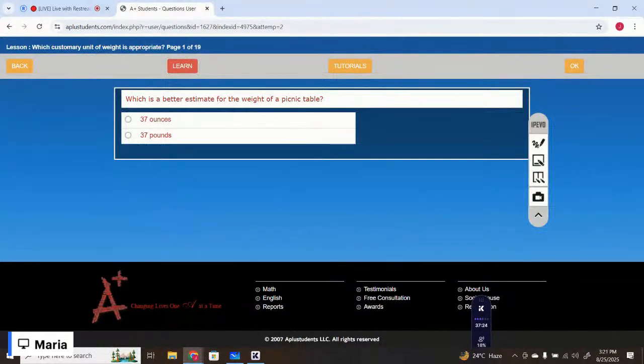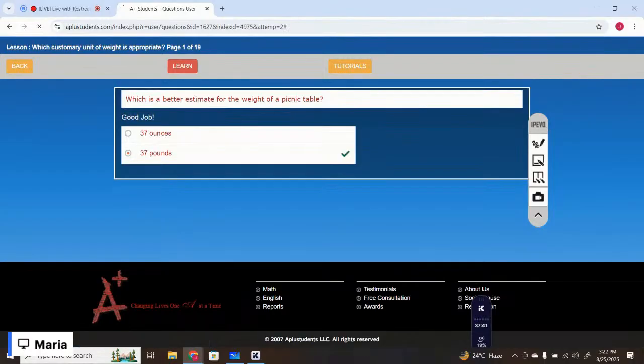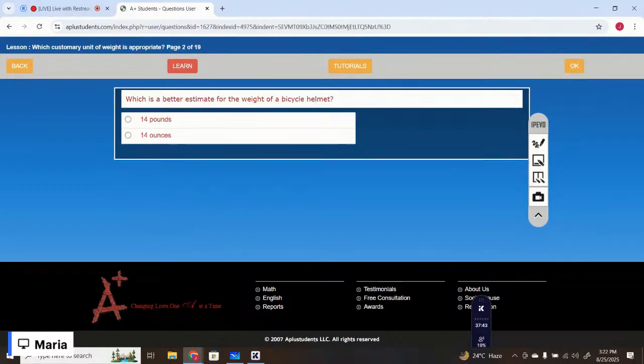Which is a better estimate for the weight of a picnic table? The weight of a picnic table is 37 pounds. Option number 2 is the correct option.